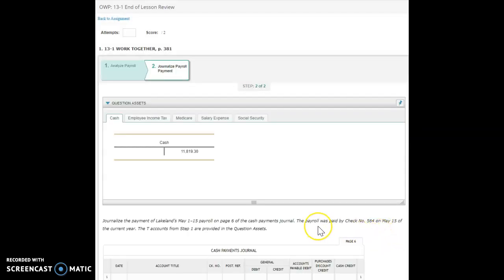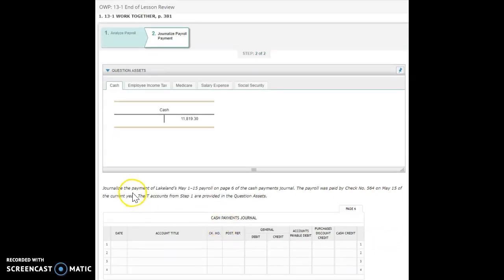So this step, we're going to journalize payroll payment. Journalize the payment of Lakeland's May 1st through 15th payroll on page 6 of the cash payments journal. The payroll was paid by check number 564 on May 15th of the current year. The T accounts from step 1 are provided in the question assets, so they're up here for us. So the first one I'm going to look at is that salary expense because that's my debit.